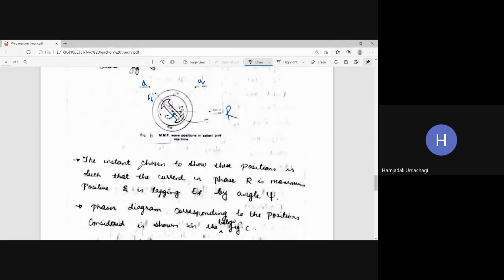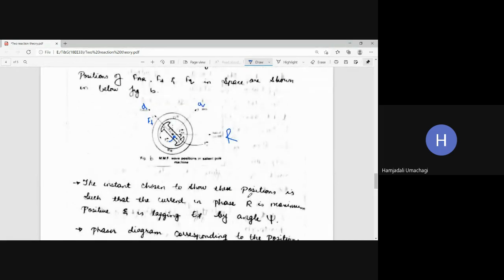Then the instant chosen to show this position is such that current in phase R is maximum positive and is lagging EF by an angle of psi. So in this case, the instant chosen to show this position is such that current in phase R is maximum positive. So current is maximum in phase R, and it is lagging the induced voltage EF by an angle of psi. So this is the psi angle. Psi you can observe here.